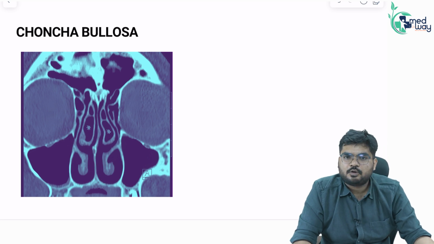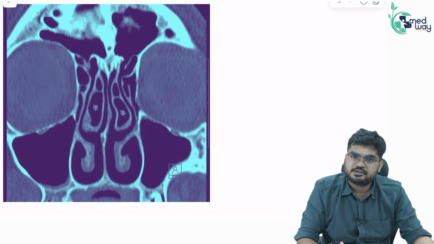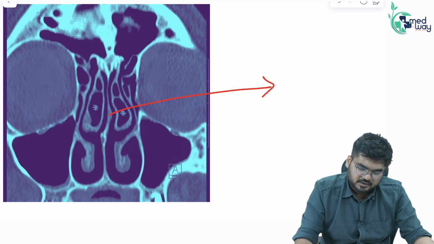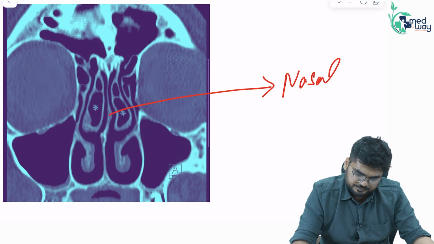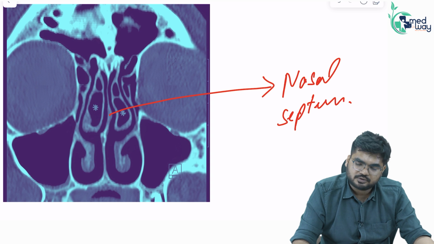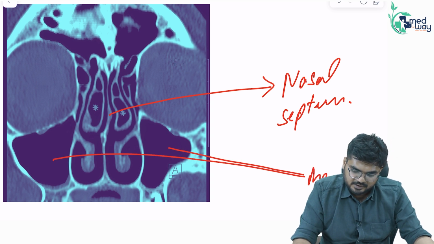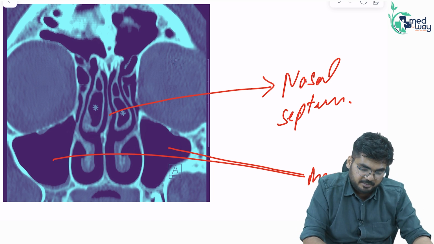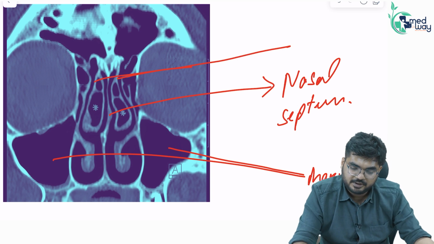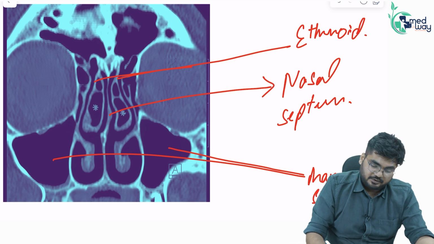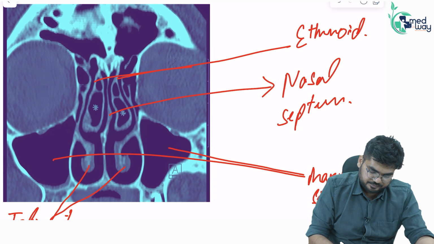Before studying concha bullosa, let us again label these structures. Sir, can you tell me the structure present here in the center? Sir, it is the nasal septum. Very nice, bachcho. Can you tell me these air-filled spaces? These are the maxillary sinus. Sir, you told us medial to the medial canthus of the eye, these cells must be ethmoid air cells. Ethmoid. Sir, what is this inferior structure? A bone covered by mucosa. This is the inferior turbinate.